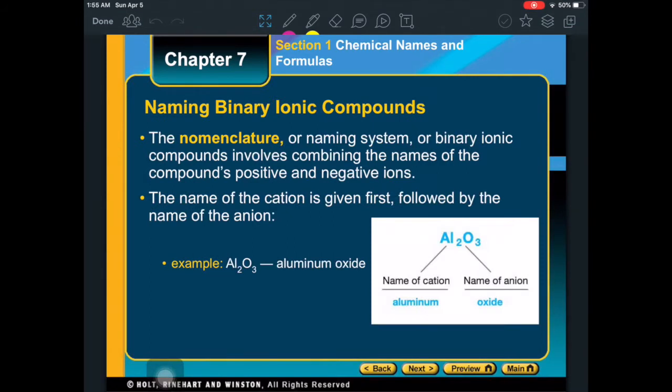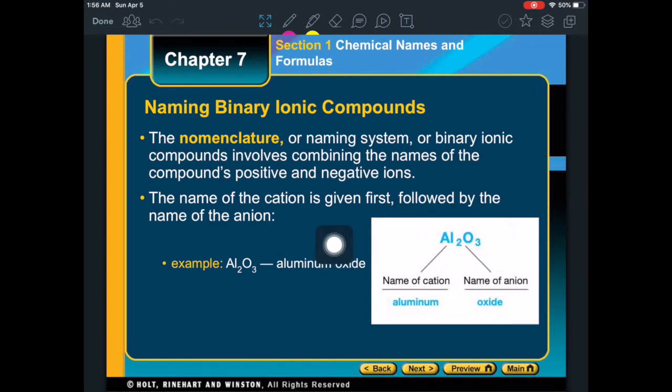Okay, so now let's talk about naming binary ionic compounds. As I said, there are two different atoms going on here, so your name is going to be a combination of both of those names. This is actually a very simple thing. It's not overcomplicated. Remember, aluminum is your cation, and its name does not change because cations' names don't change. So aluminum is just aluminum. And then the name of your anion comes next. It's going to be oxide.